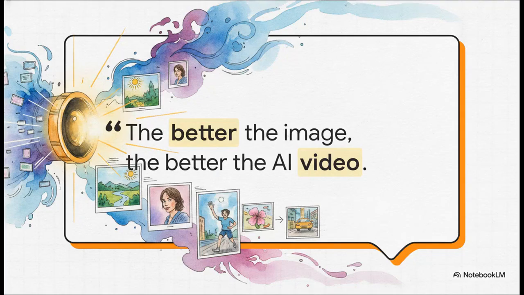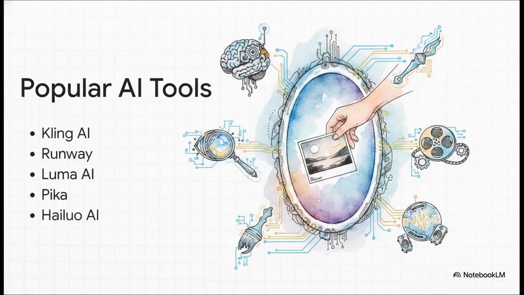I actually want to pause right here and really emphasize this golden rule. The better the image, the better the AI video. Seriously, I want that to stick in your memory. Think of it like this. The AI uses your starting image as its map. If you hand it a stunning, crisp photograph, it just has so much more rich data to work with to build that realistic animation.